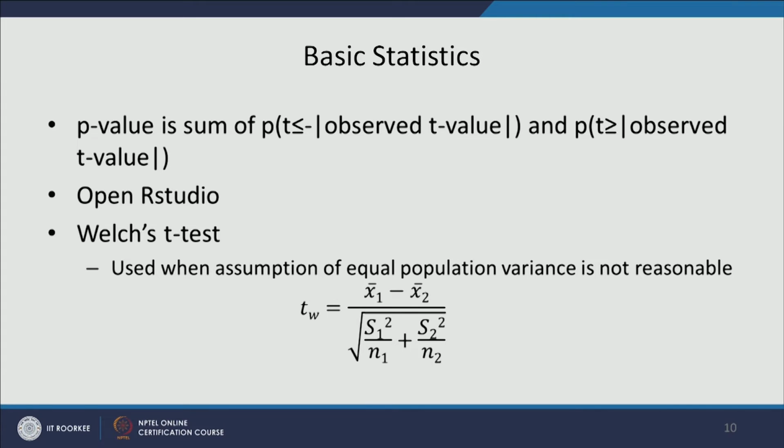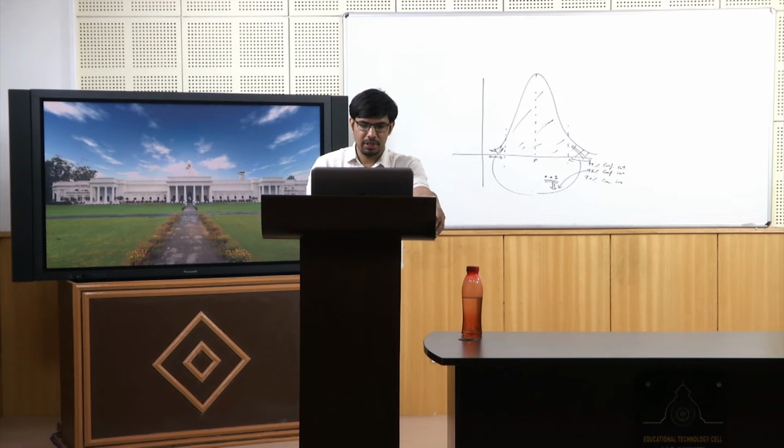Again, the formula for the t statistic for the Welch t-test is given here. TW is again the difference between the two sample means, x1 bar minus x2 bar, divided by, in this case, the square root of the sample variance S1 square divided by N1 plus S2 square, the sample variance of the second sample, divided by N2. So, this is the formula for computing the t statistic.